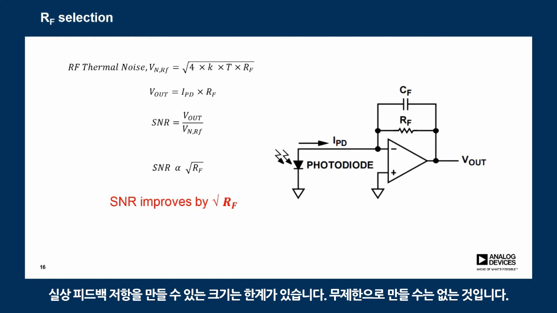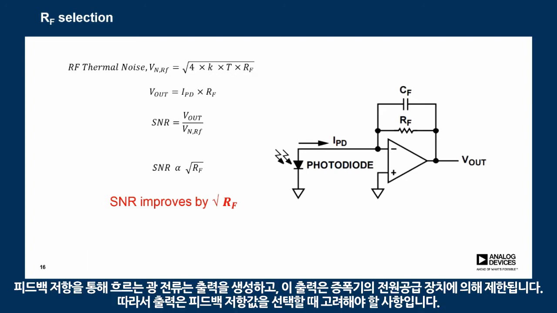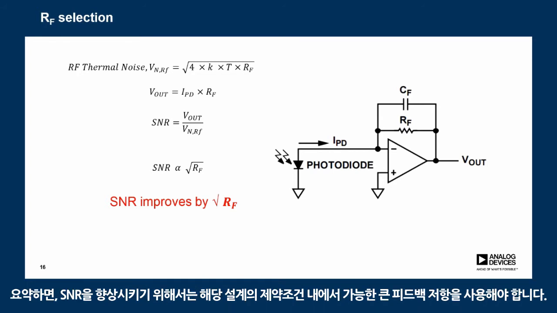Well, practically, there's a limit to how large you can make a feedback resistor. You can't make it indefinitely huge, right? The photocurrent flowing through the feedback resistor would create an output, and the output is going to be limited by the power supplies of the amplifier. So output swing is something that you want to think about when choosing the value of your feedback resistor. So in summary, in order to improve SNR, you want to use a feedback resistor that is as large as you possibly can within your own design constraints.